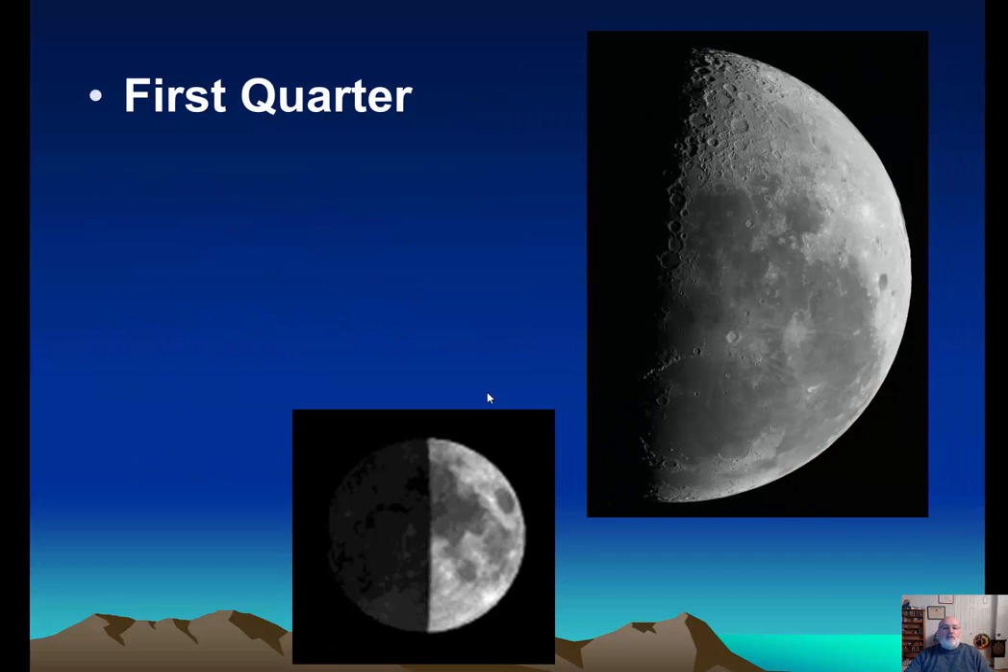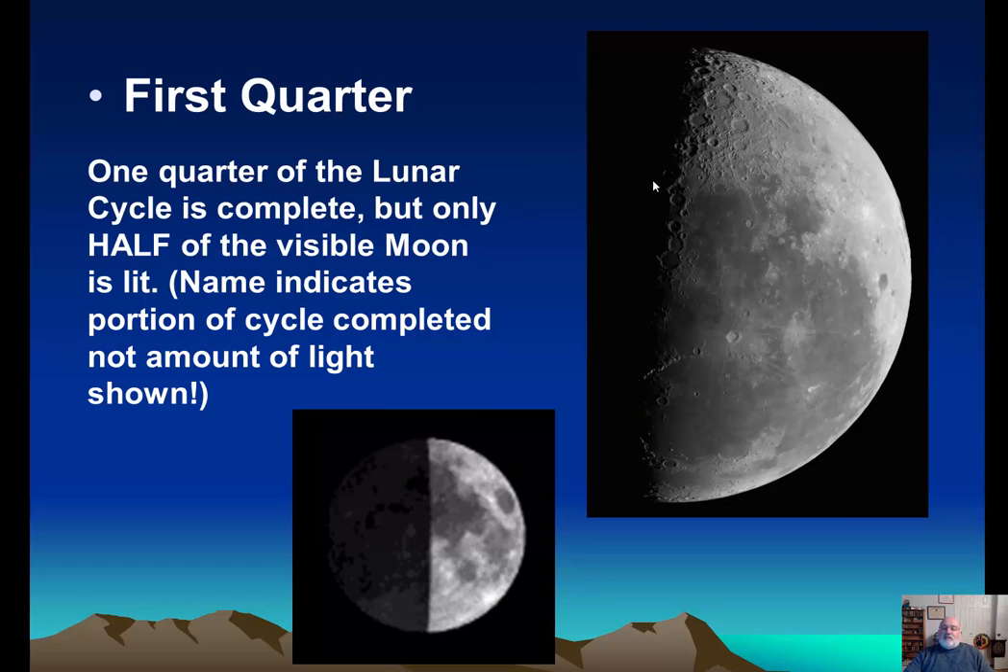Then we have the first quarter, or the waxing quarter. Quarter moon is saying that the cycle is 1/4 of the way through.